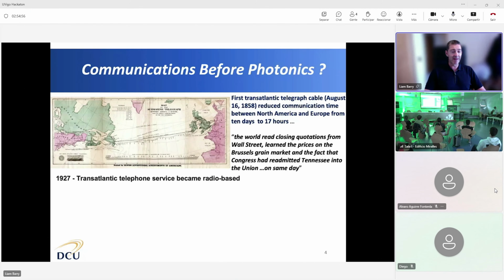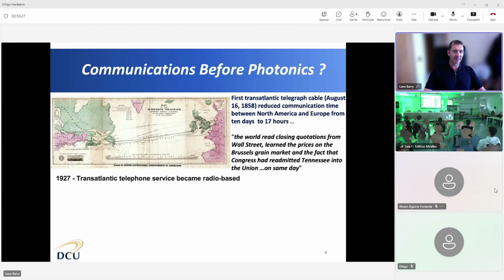And that totally revolutionized society because, for example, this is something from a newspaper written back in 1858: suddenly I can read the closing quotations from Wall Street on the same day, and I can learn the prices in the Brussels grain market. I could learn the fact that Congress had readmitted Tennessee into the Union on the same day. So people could get information on the same day it happened. And that obviously revolutionized communication systems back in the 1850s.